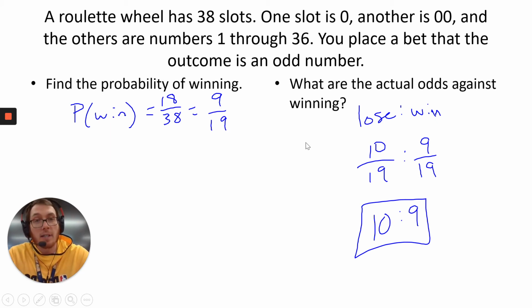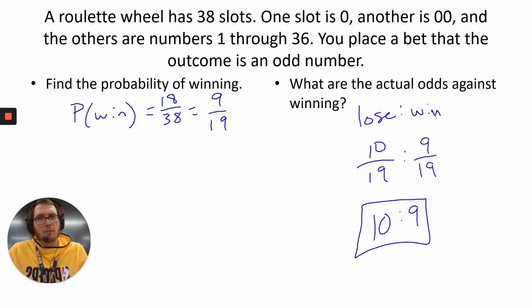So the odds against winning are ways you lose versus ways you win. So 9 out of 19 is that you win, which means 10 out of 19, its complement, is ways you lose. So that'd be 10 out of 19 over 9 out of 19. The 19s cancel out because the division by 19 is the same on both, and I get the odds against winning are 10 to 9. So if I play this 19 times, I should expect to lose 10 and win 9, or around that as we keep going further and further.